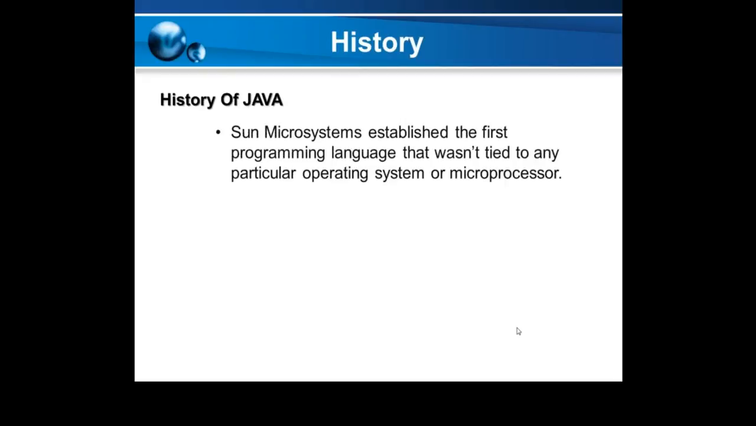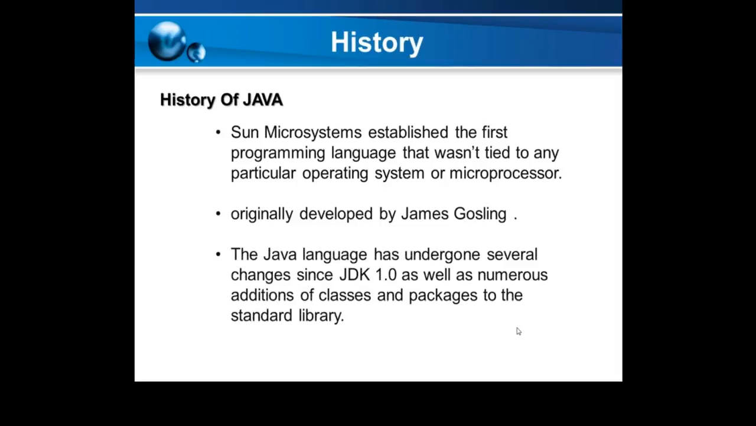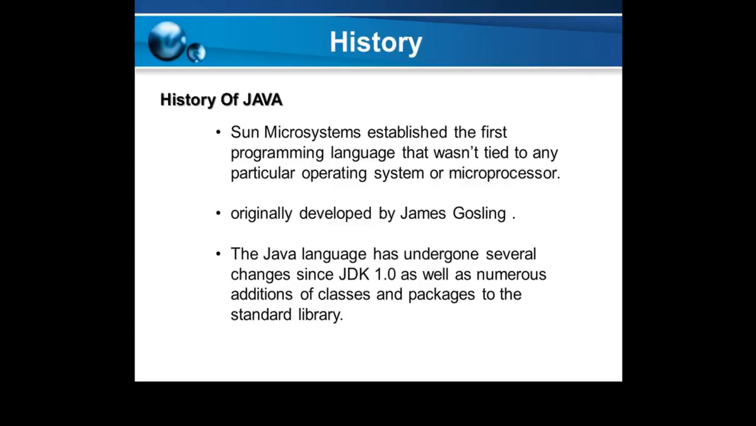History of Java. Java was the first operating system and microprocessor-independent language. Up to this day, Java has changed a lot. New classes and packages were added, improving the language.